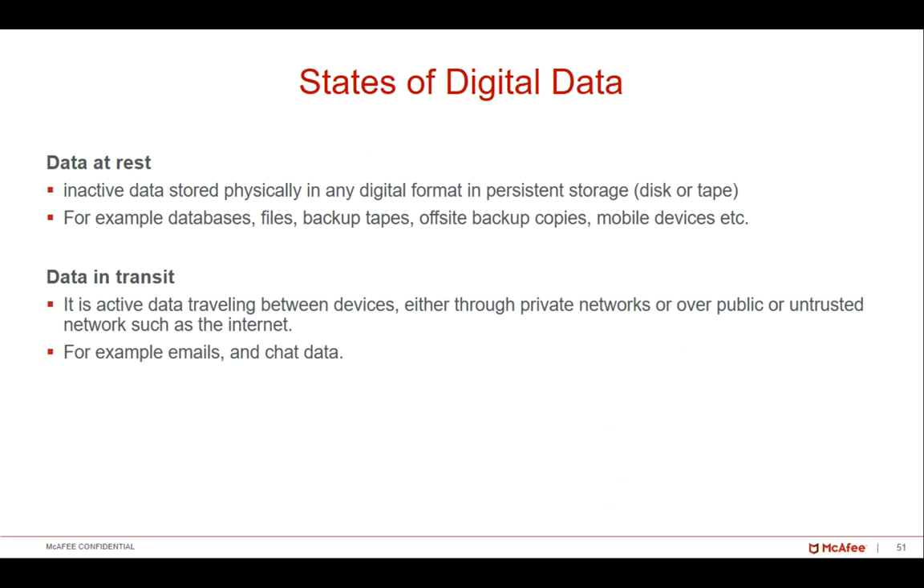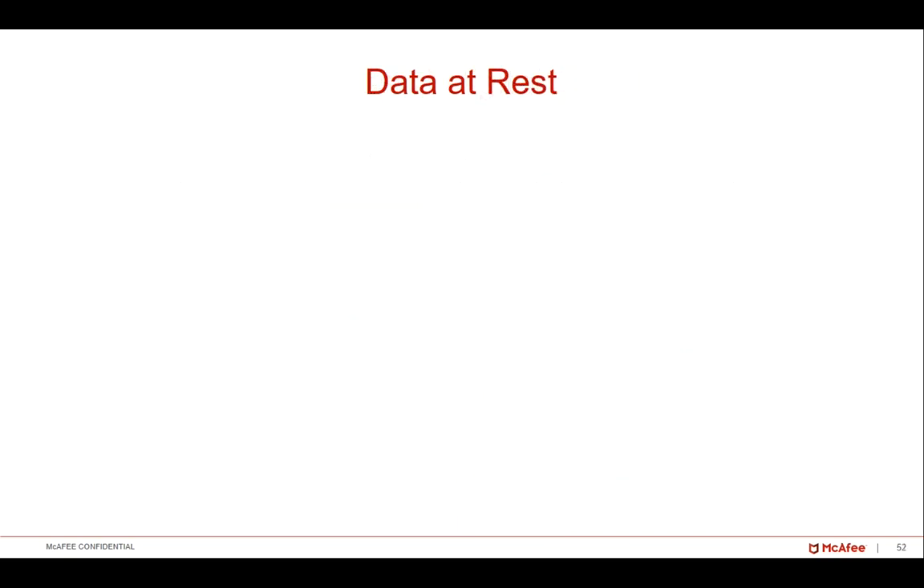So there is data in transit. The data that is actually traveling between two different devices, two kinds of networks, over the internet. It can be between different countries over the internet. So there is chat data, there is email data. It falls into the data in transition. Next.